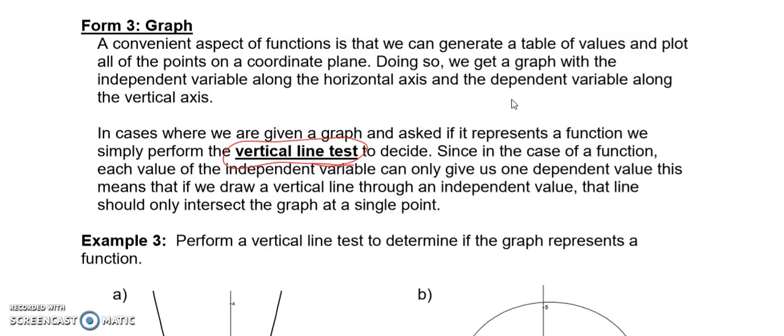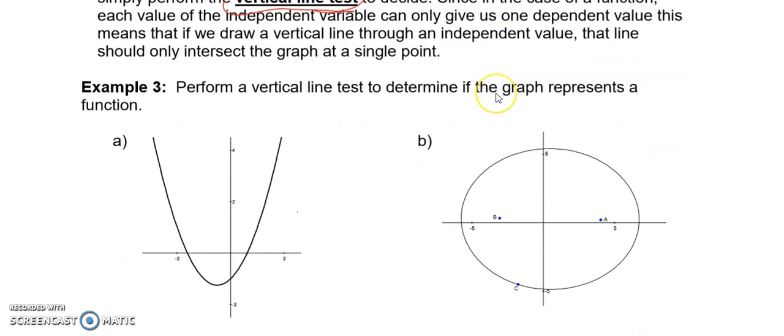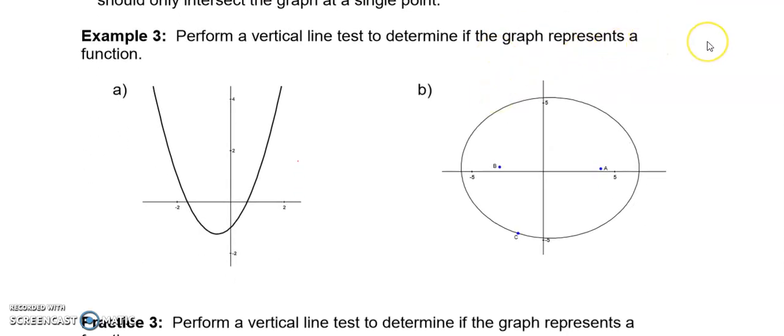Take your graph, look at your graph. Just imagine that you can draw a vertical line wherever you want, anywhere, cutting through your curve or cutting through your line. If that vertical line intersects the curve or line in more than one place, then it is not a function. So it's a really simple test that you can perform, and there's no workings required for this.